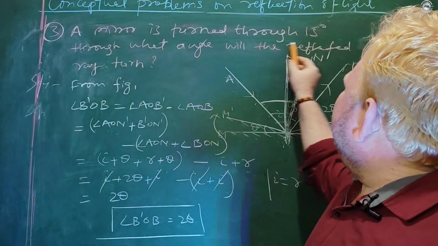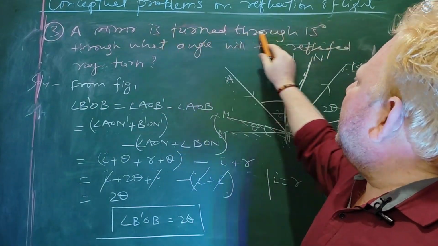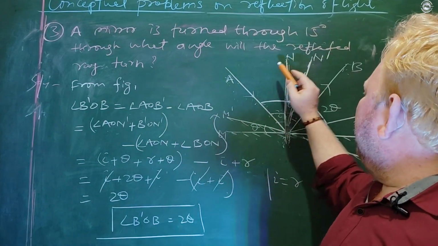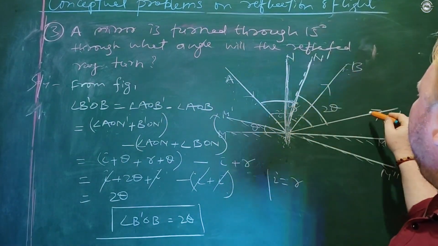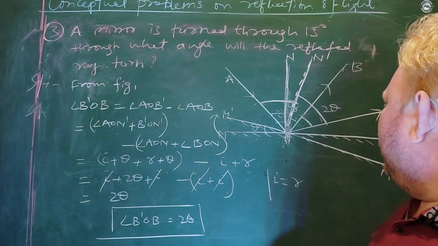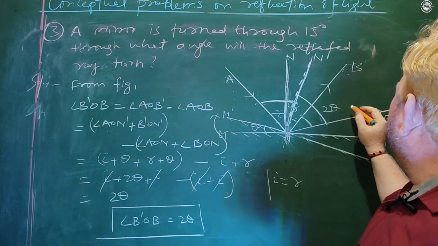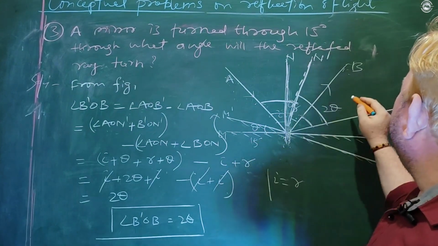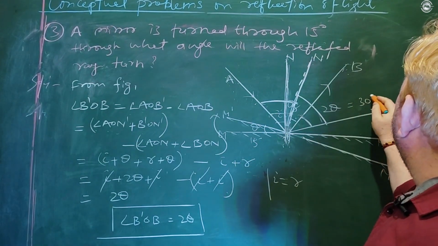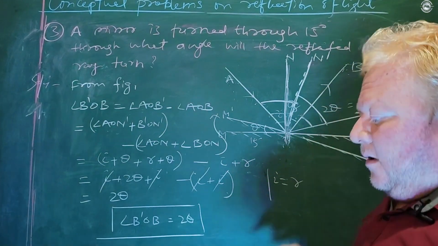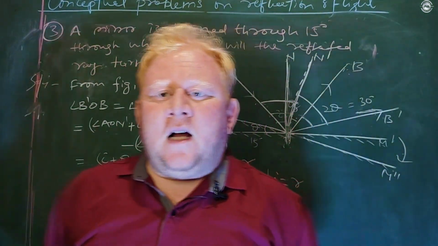The question is: a mirror is turned through 15 degree. So if a mirror is turned through 15 degree, then the reflected ray will be turned by 15 into 2, that is 30 degree. So if it is 15 degree, then this will be 30 degree. Okay, so the answer is 30 degree. Clear? I hope you understand.